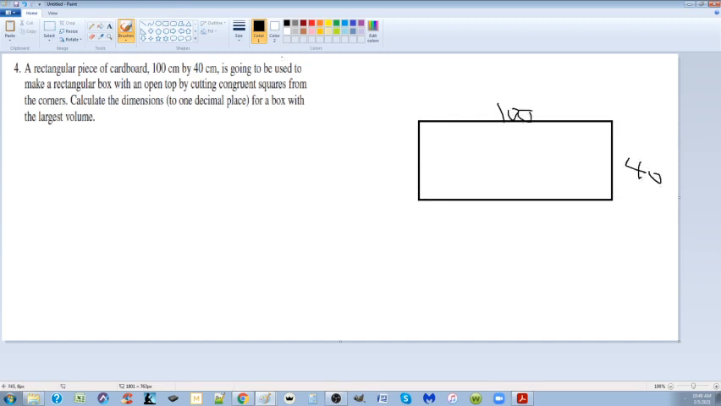So use it. And what we're going to be doing is we're going to be cutting identical, that's what congruent means essentially, squares in the corner like that. And if they're congruent, I've got to cut identical corners in each corner, right? And then I'm going to fold those flaps up, and it's going to form a box. It's going to form a three-dimensional box like this.